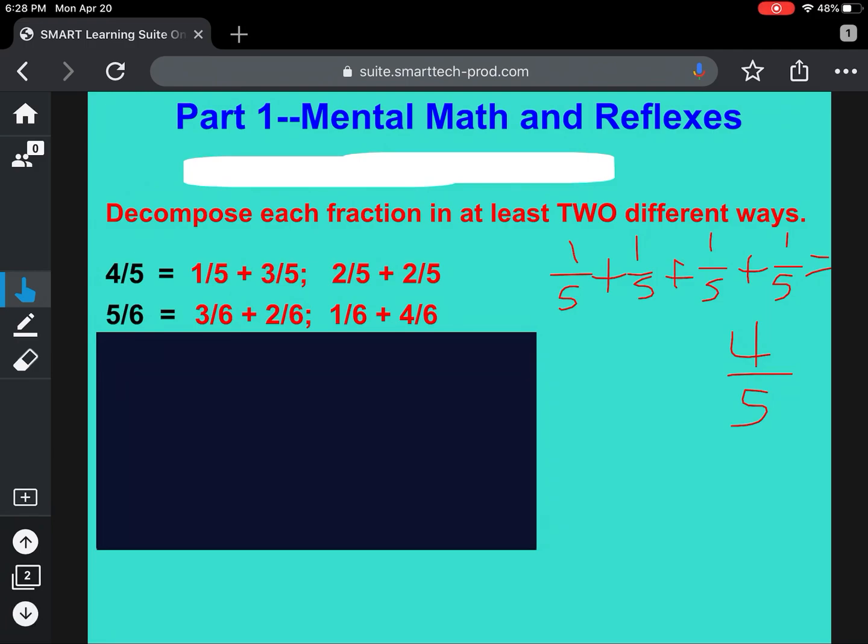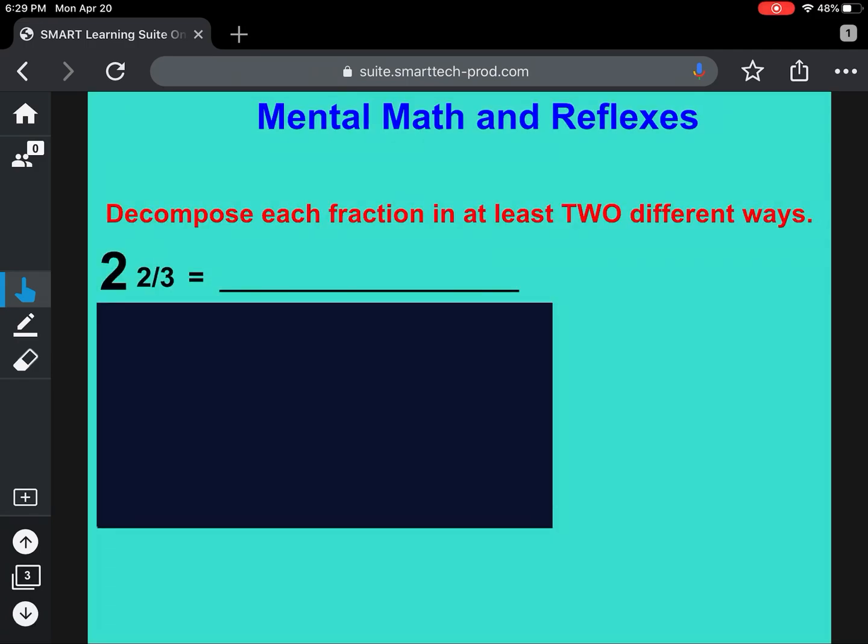Let's try one that's a little harder now. Now we have a whole number and a fraction together, or a mixed number. We have the number 2 and 2/3. I want you to pause the video now and decompose 2 and 2/3 into 2 different ways. Once you've decomposed that mixed number, turn your video back on and we'll talk about some possible answers you could have written.